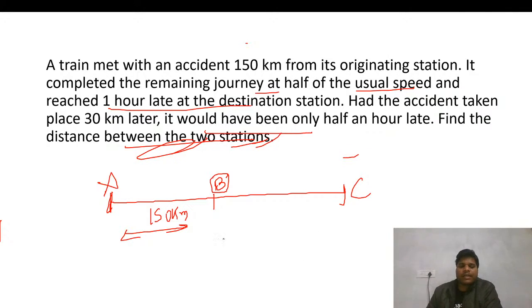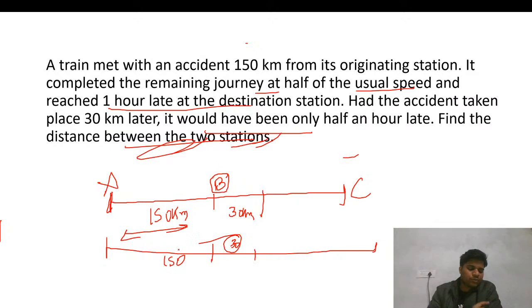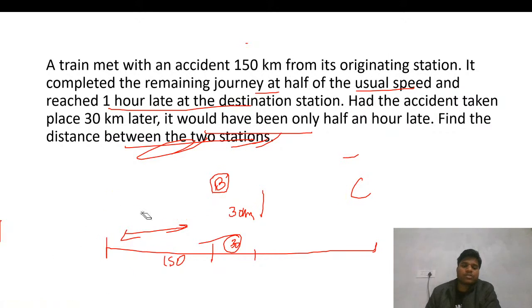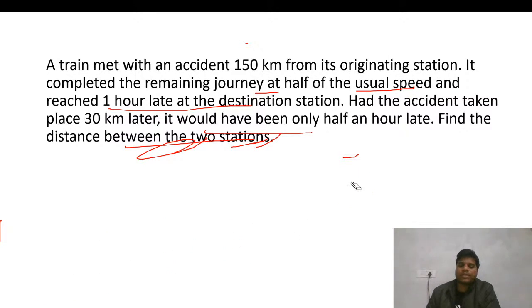So suppose this is the way. Now we have to focus on this part, this 30 km. The second condition is that suppose the accident happened 30 km further. Okay, the accident happened at this place. So now we need to focus on this 30 km. So whenever you get this type of question, just focus on this 30 km.